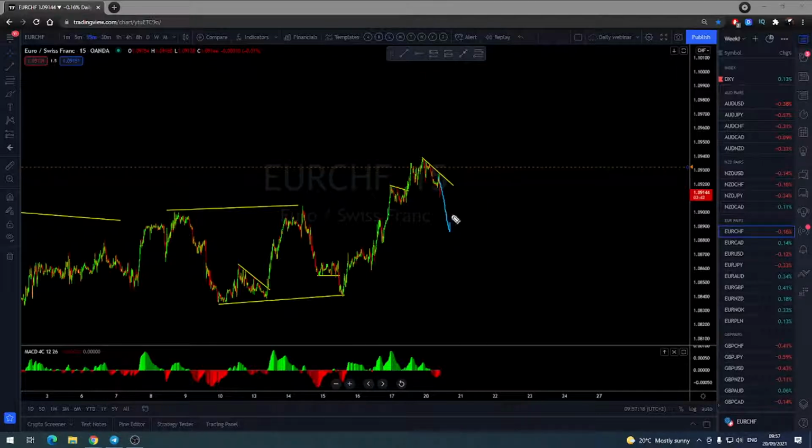Only then will we be the sellers. If this is breaking, it's still the buy setup, it's still the buy, and then boom, it can just go.